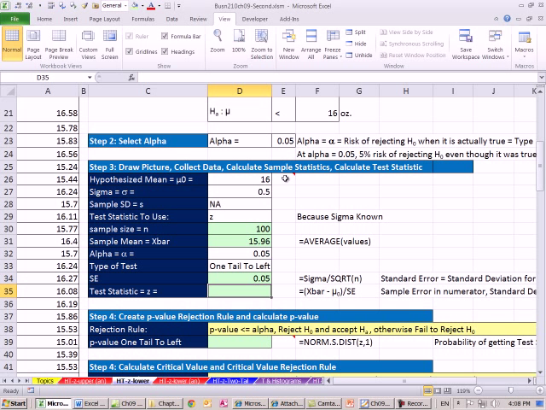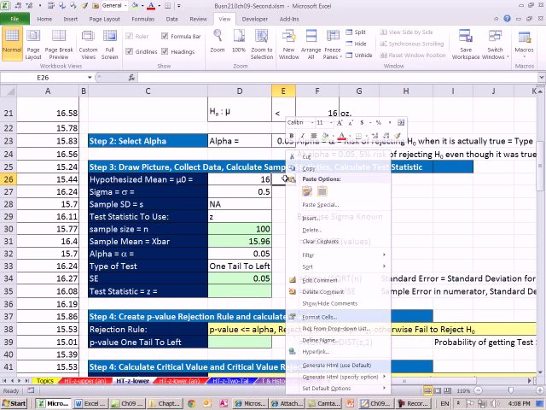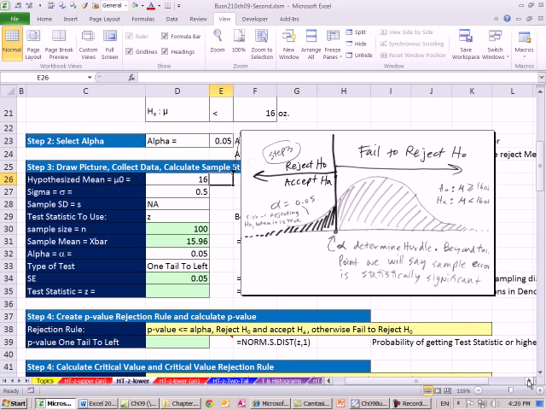And our test, let's look at this picture though. I'm going to right-click that cell, show, scroll over. All right, so here's our picture. We have one tail to the left. Our alpha determines the hurdle, and we'll determine that actual critical value point in just a moment. Anything to the left, we're going to reject our null hypothesis, accept the alternative, which, yes, it is underfilling. Anything to the right of this line, we fail to reject H sub 0.